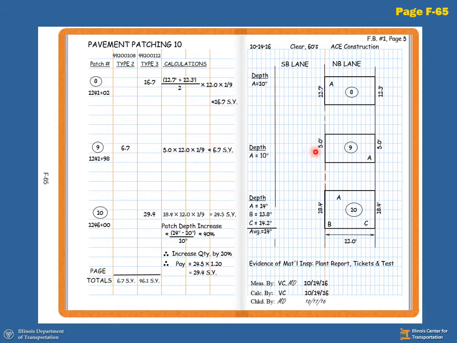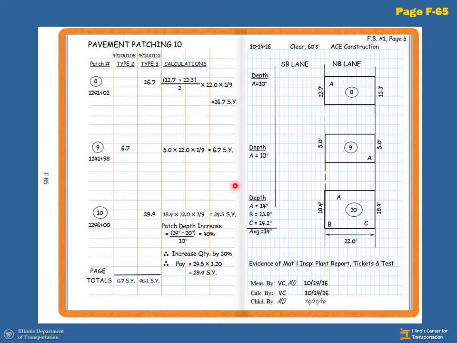Patch number 9 was 5 feet long. We took a depth check. It was also 10 inches. Great. That meets our plan. There's no adjustment necessary. Take 5 feet times our width, 12 feet. Convert our units to square yards. We get 6.7 square yards. That is less than 15 but greater than 5, so it's a type 2. Right? So we got 6.7 square yards as a type 2 patch for patch number 9.